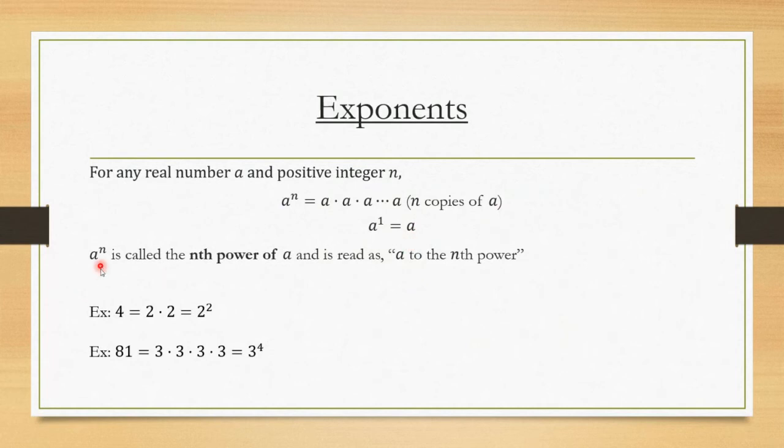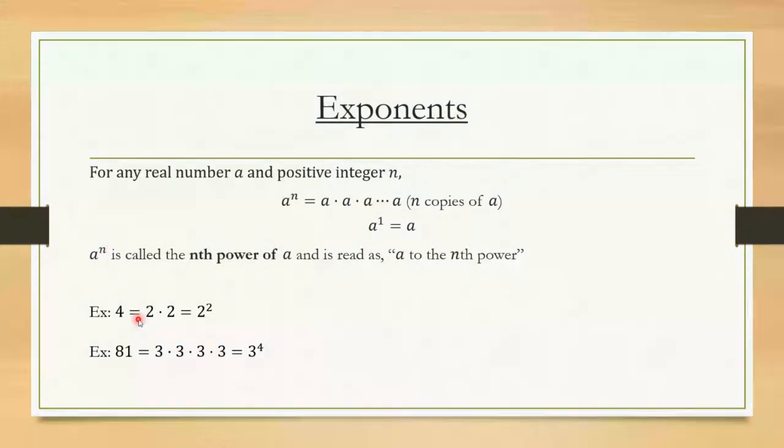Okay, here's some more terminology. a to the n, by definition, we say is the nth power of a, and we read it as a to the n, or a to the nth power. The a here we call the base. The n is the exponent.